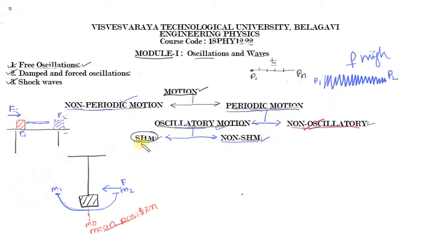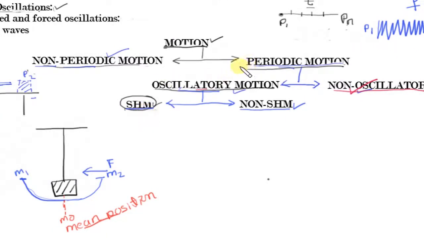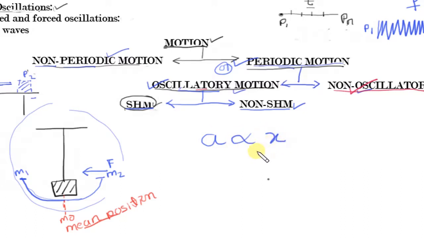Now let us see SHM, which is in your syllabus. See the definition for SHM. It is a periodic motion or an oscillatory motion of a body in which acceleration is directly proportional to its displacement from its equilibrium position. This is known as SHM.